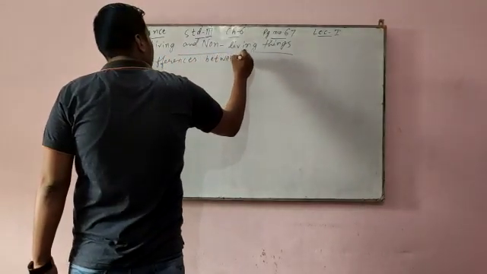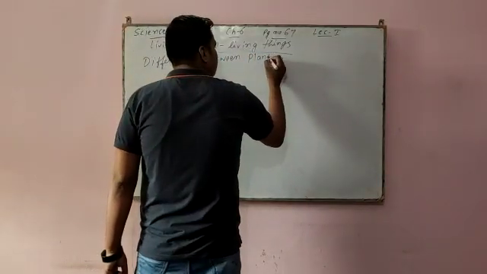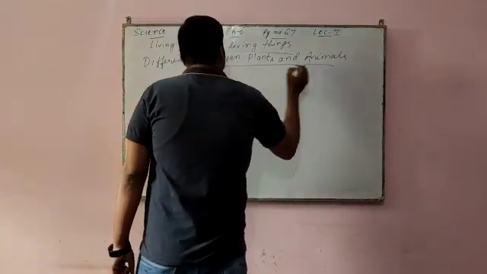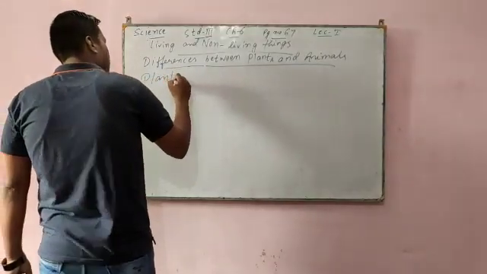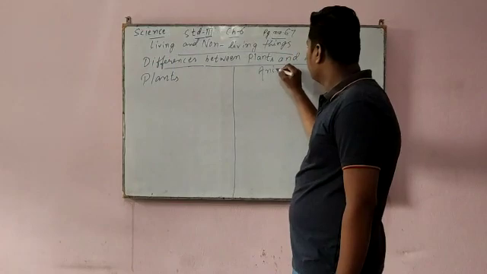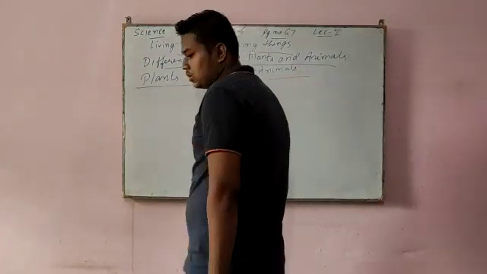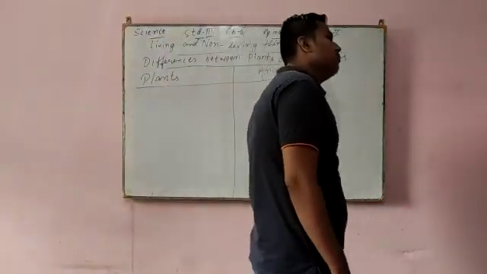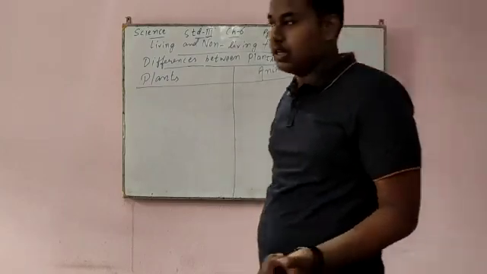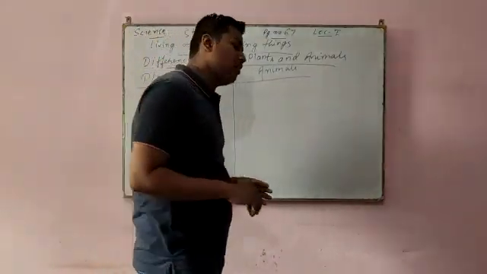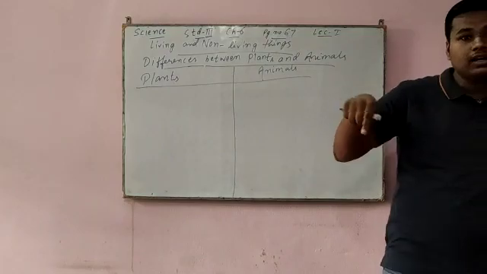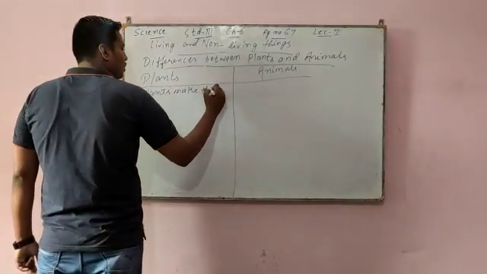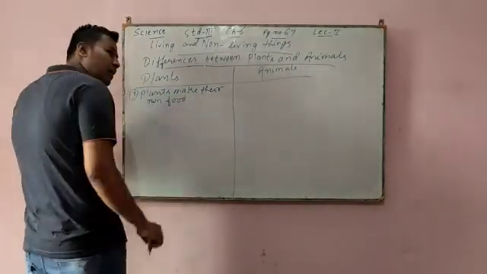Okay, so first we have plants. Point one is, plants make their own food and animals do not make their own food. Yes, plants make their own food with the help of sunlight, air and water. But animals do not make their own food. Why? Because animals are dependent on plants and other animals. So, first point is, plants make their own food. How? With the help of sunlight, air and water.